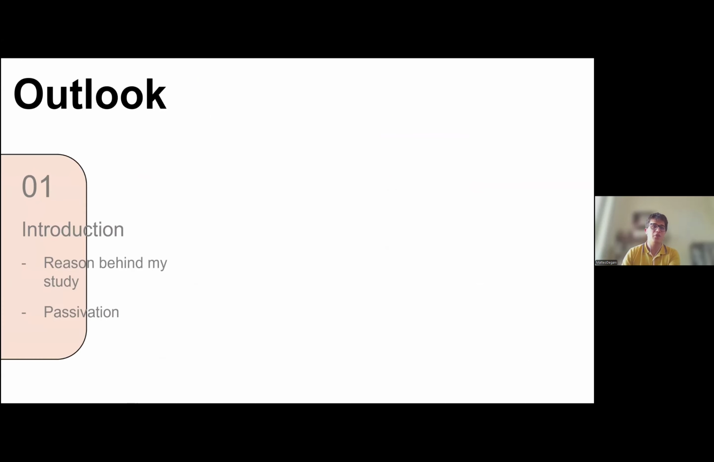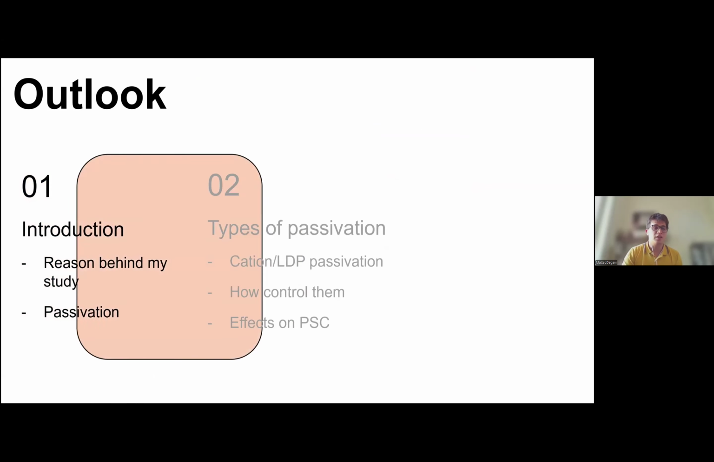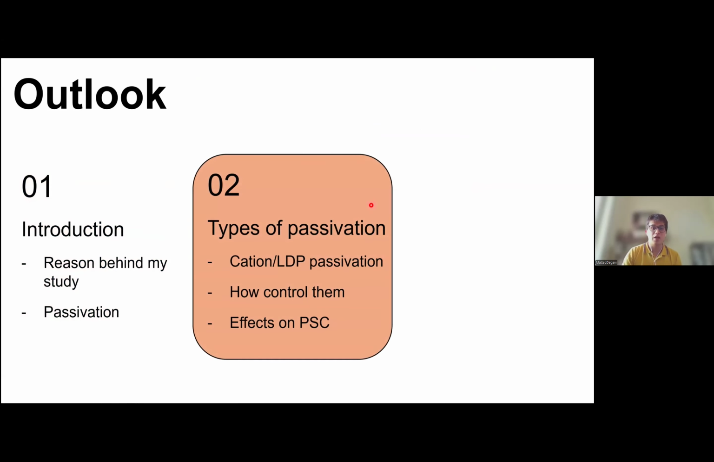First, I will start with the introduction, presenting the reasons behind my study, and obviously presenting the passivation. Later, in the second part, I'm going to present two types of passivation, the so-called cation or molecular passivation, and the second one called low-dimensional perovskite passivation.